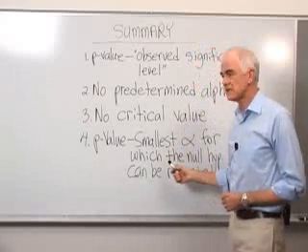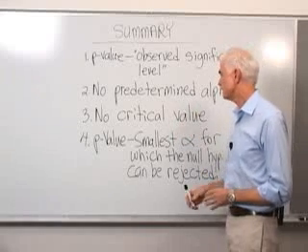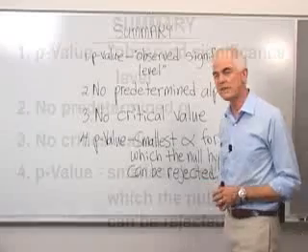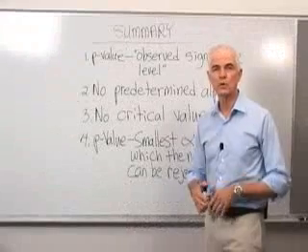Also, because we do not have a predetermined value of alpha, we can use the rule that the p-value is the smallest value of alpha for which the null hypothesis can be rejected in order to make a decision.